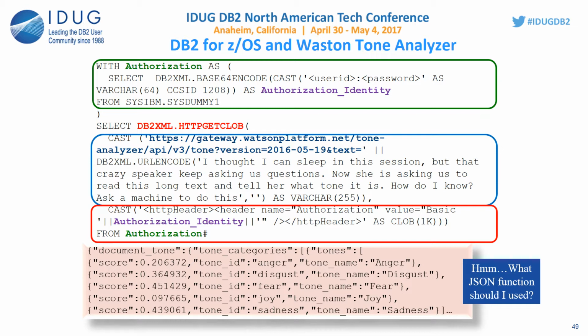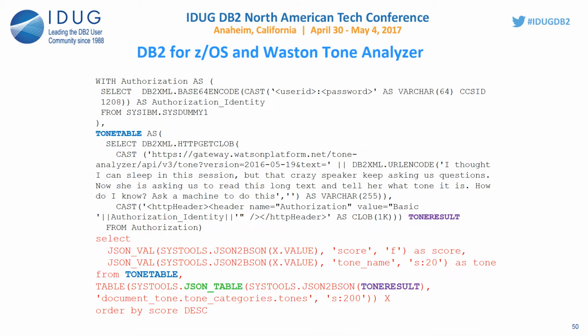So how you can do it still fits in one slide. Look at that, this is the one. Let me explain a little bit. The first part here is exactly the same as the previous slide. So we just put the results as a tone result in a table called tone table. We pass this tone result here and pass it into the JSON_TABLE to extract the score and the tone name. And then we sort by the score.